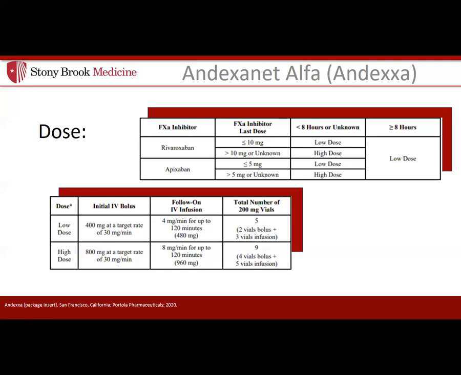So 800 milligrams as the bolus at 30 milligrams per minute. And then the infusion is 8 milligrams per minute for 2 hours. It comes as either 100 milligram vials or 200 milligram vials. So as you can see, it can take a good 5 to 9 vials to make these doses if you're using the 200 milligram vials, and even more if you're using the 100 milligram vials. So this is something else that comes into play when determining if this is the right reversal agent.